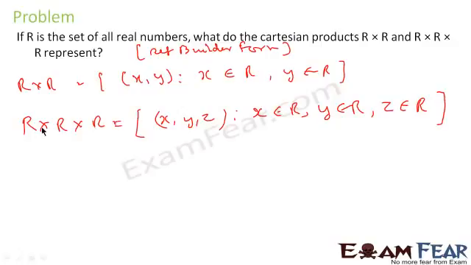Let me reiterate. R cross R will be a set of the form (x, y), where x is a real number and y is a real number.